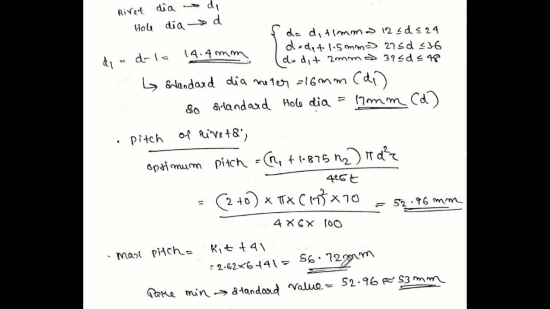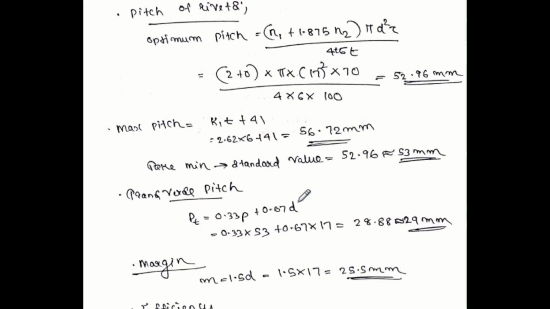Here we have to take the minimum value for pitch. Comparing optimum and maximum pitch, the optimum pitch has the lower value, so you should take that value. 52.96 can be rounded as 53 mm. So the pitch P we got is 53 mm.